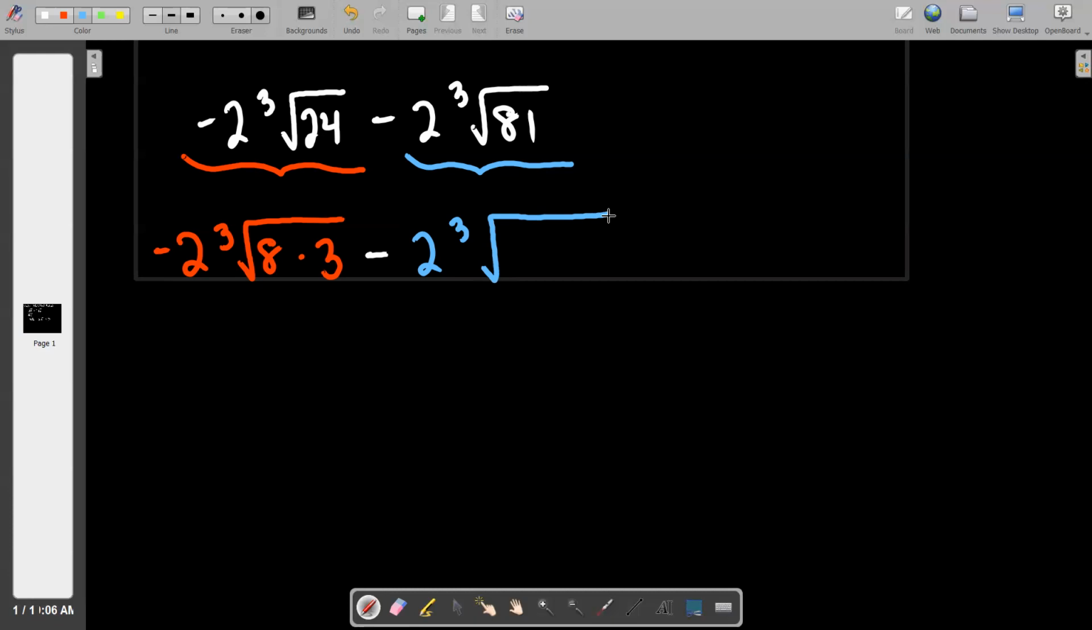9 and 9 would be really cool if we were in the land of square roots, but what is it? 27 times 3 makes 81. So I'm going to very purposely break this up into 27 times 3. Remember, when you jump root types, the list of numbers that you care about has to change. When you go from squares to cubes to fourth roots to fifth roots, what you care about shifts.